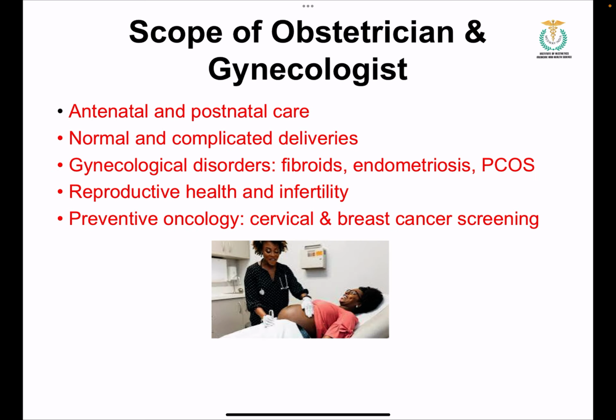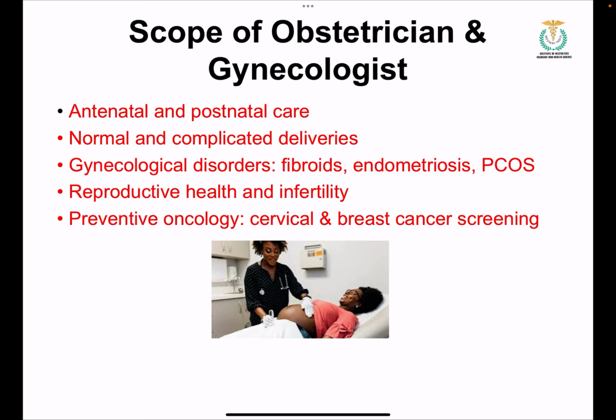Moving on to the scope of the obstetrician and gynecologist. The scope of OBGYN is very broad. First is antenatal and postnatal care. This includes routine monitoring of mother and baby, identifying higher risk pregnancies, and ensuring safe recovery after delivery. Second is deliveries, normal and complicated. From normal vaginal deliveries to complicated cases like obstructed labor or breech presentation, the scope is present here too.